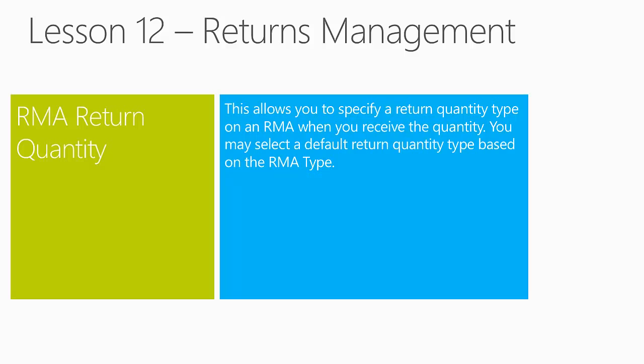Lesson 12, RMA Return Quantity. This allows you to specify a return quantity type on an RMA when you receive the quantity. You may select a default return quantity type based on the RMA type. You may process a depot management work order or an RTV when you have received the RMA as a different quantity type. If the quantity type on the RMA is something other than on hand, this information will carry over to the work order or RTV. If the quantity type is not on hand, the document will not allocate a quantity.